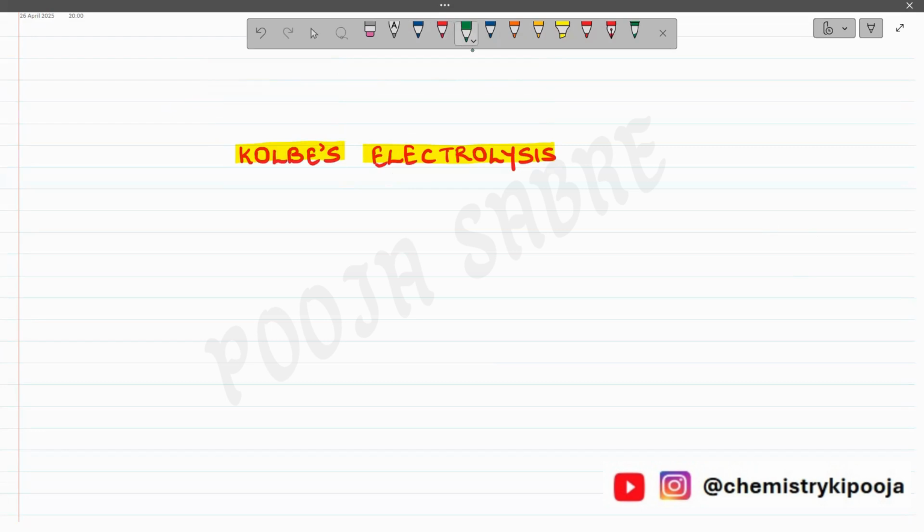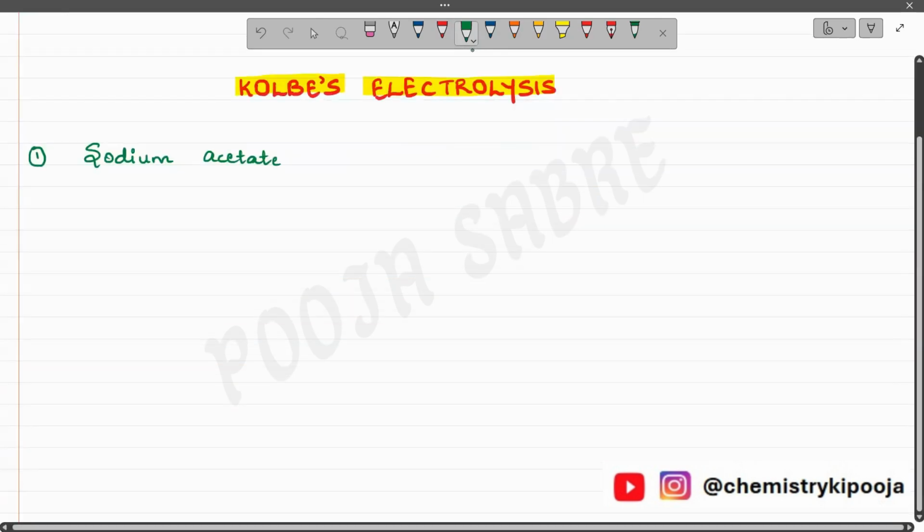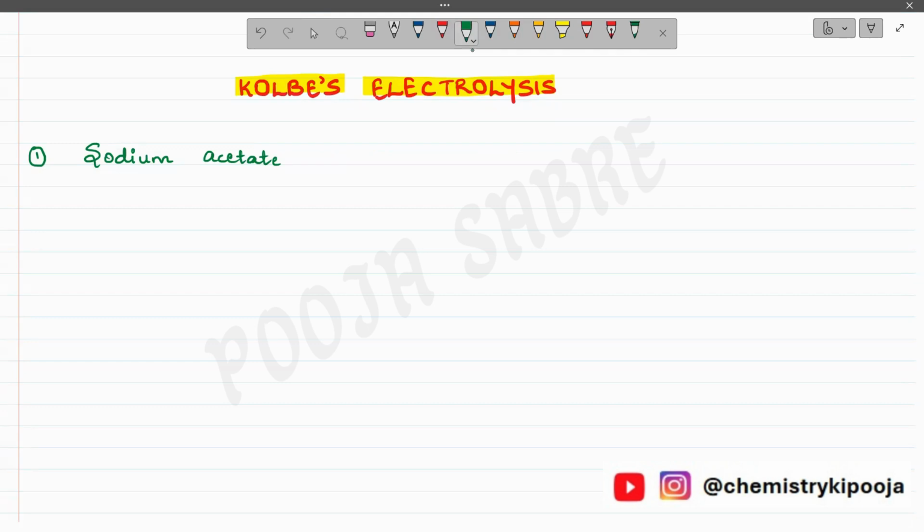Let us now take one example on Kolbe's electrolysis process. The first example is sodium acetate. Everything related to the mechanism I have explained to you. We are going to solve one question based on Kolbe electrolysis. Sodium acetate we are going to use in order to prepare the alkane. Which alkane we will be preparing, we will look into the mechanism first.